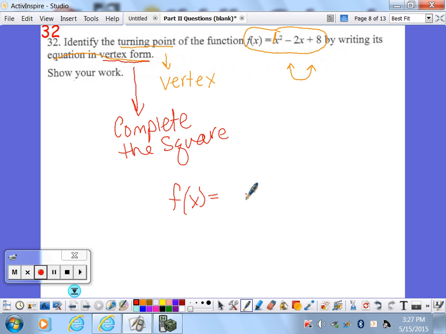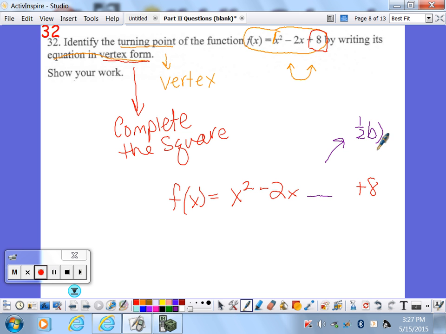Okay, when I look at my equation, I do not like this plus 8 here because it's not a perfect square. So we're just going to scoot him to the side. So now it's up to you to find the missing number that goes here. Remember that missing number is half of b.